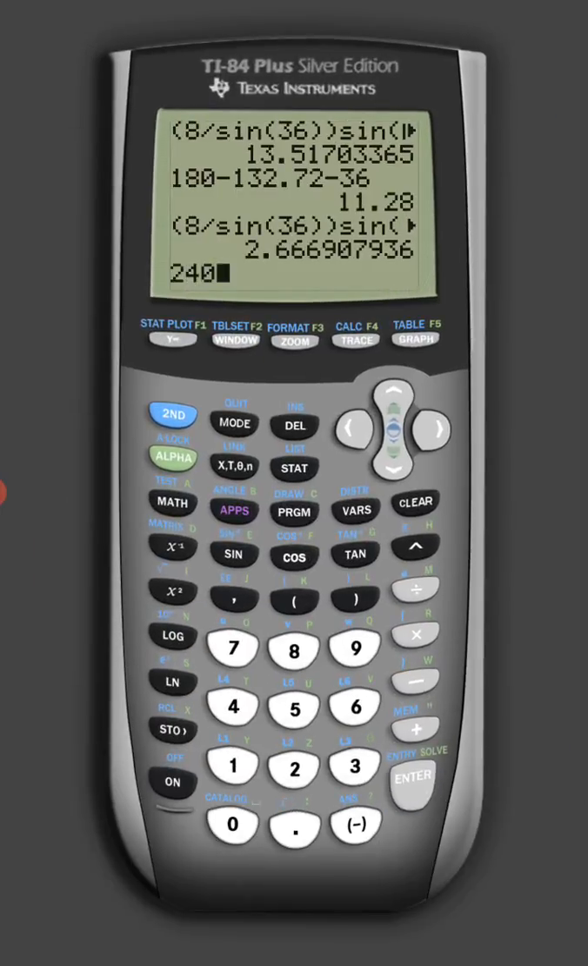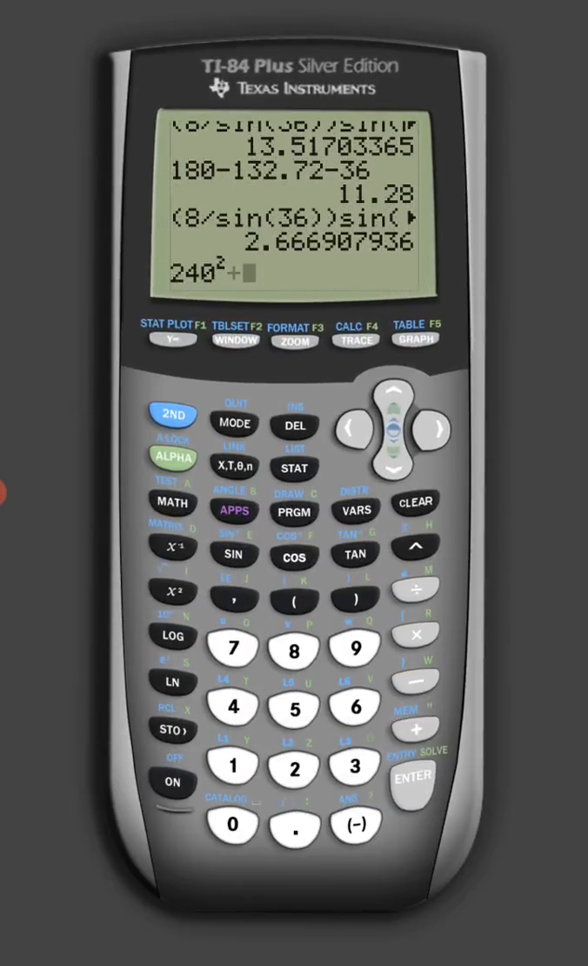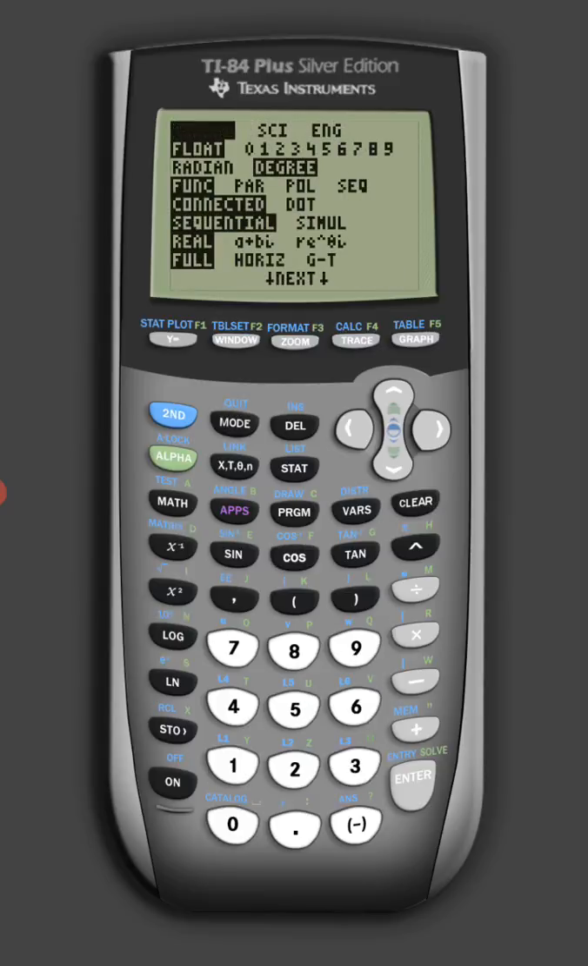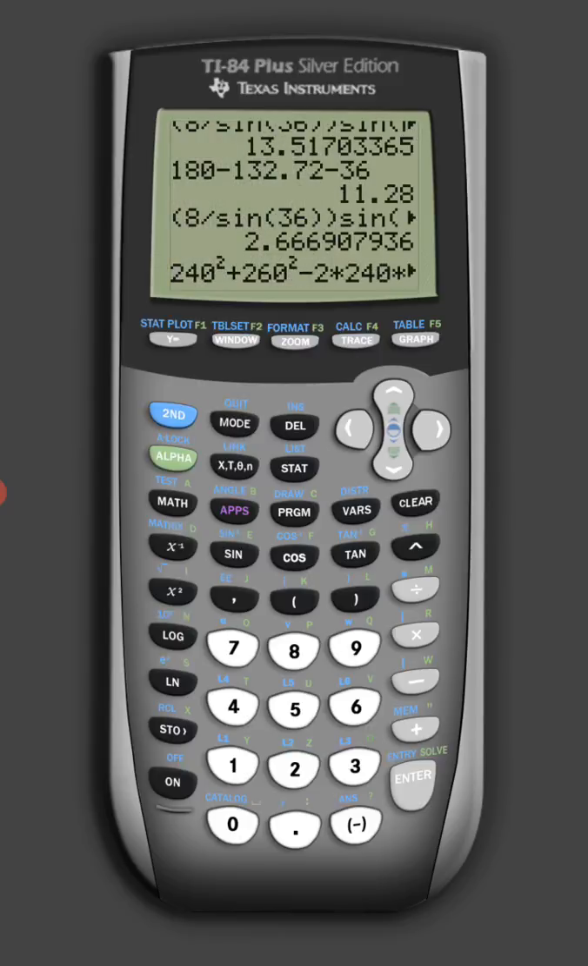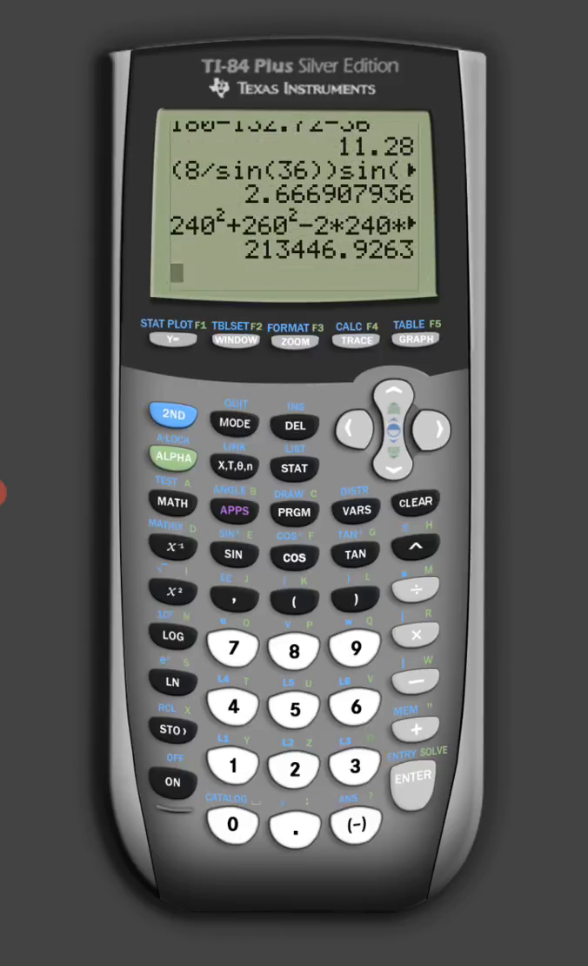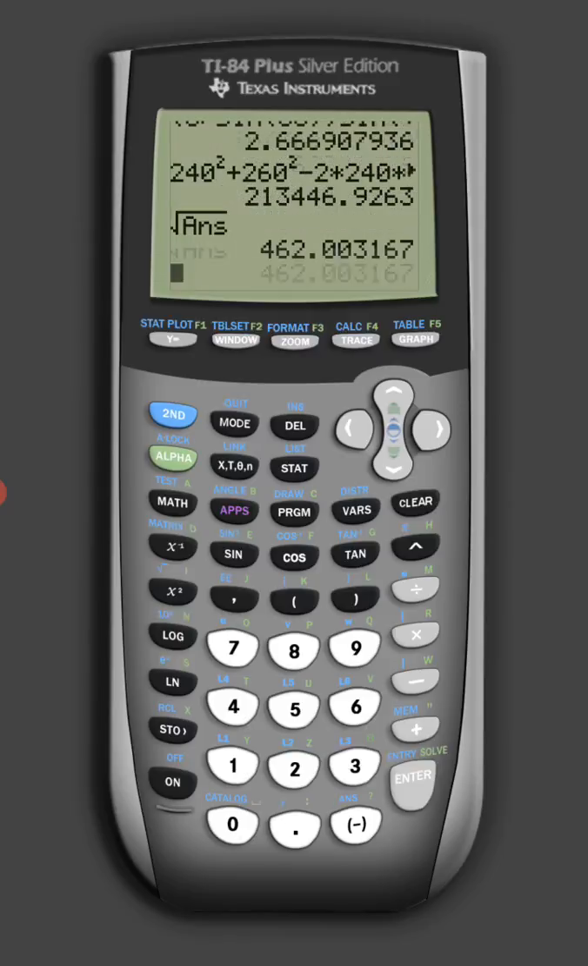240 squared plus 260 squared minus 2 times 240 times 260 times cosine of 135 degrees. Let me make sure I'm in the right mode. Yep, degree mode. Enter. So we get 213. And then don't forget, because that was x squared, we need to square root that answer. That'll make it nicer. And our answer is 462.003.